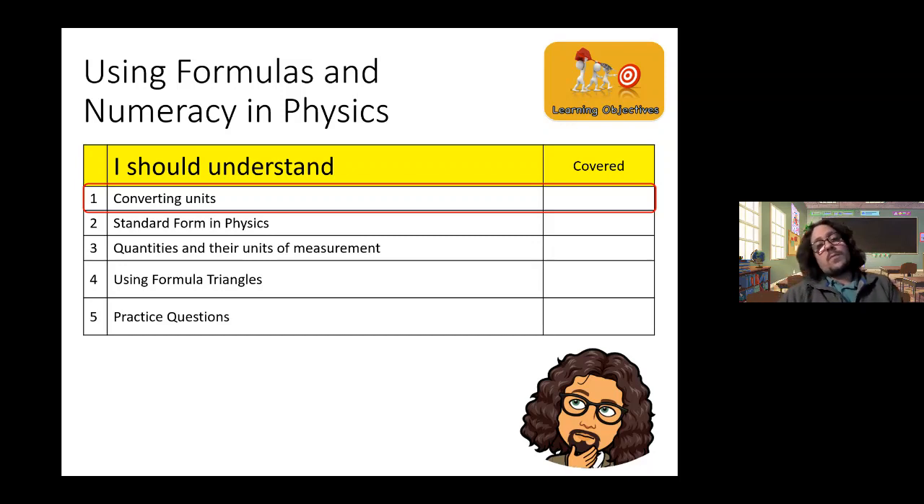Right then, so what we're going to be looking at today are these learning objectives, covering converting units, standard form in physics, quantities and their units of measurement, using formula triangles, and we're going to be looking at some practice questions. So let's kick straight off with converting units.